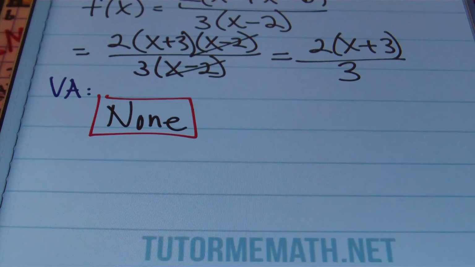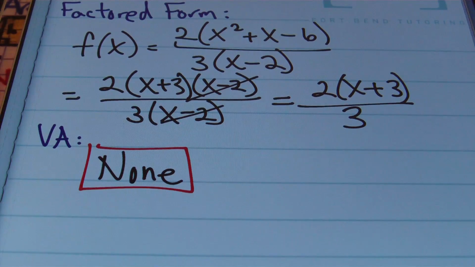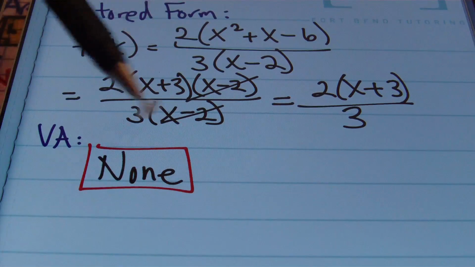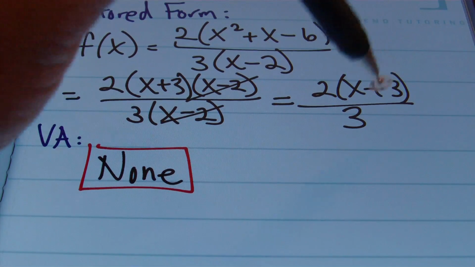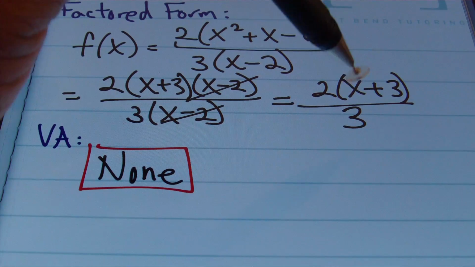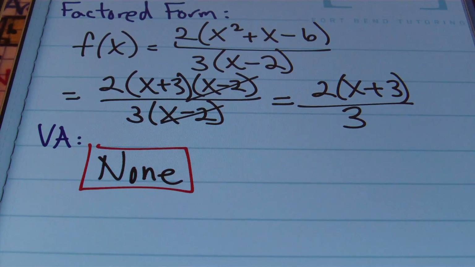You don't have one. Because you ended up with a reducible rational function, in other words, we were able to factor it out, we were able to simplify this, and we were able to eliminate every factor in the denominator that contained our variable x. Because we no longer have any factors with the variable x within it, we don't have a vertical asymptote.